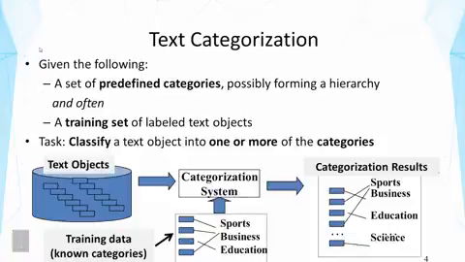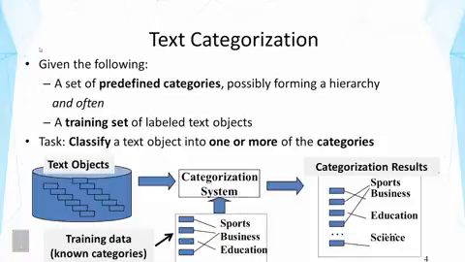So the picture on this slide shows what happens when we do text categorization. We have a lot of text objects to be processed by a categorization system, and the system will in general assign categories to these documents as shown on the right in the categorization results.